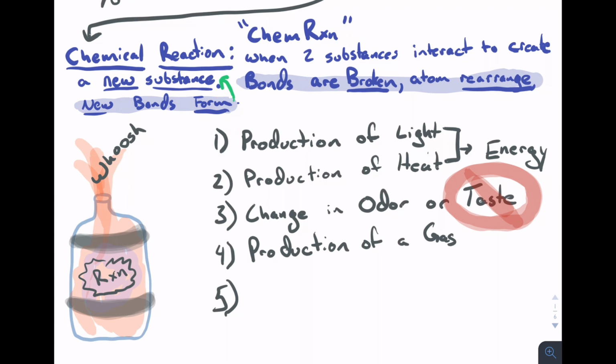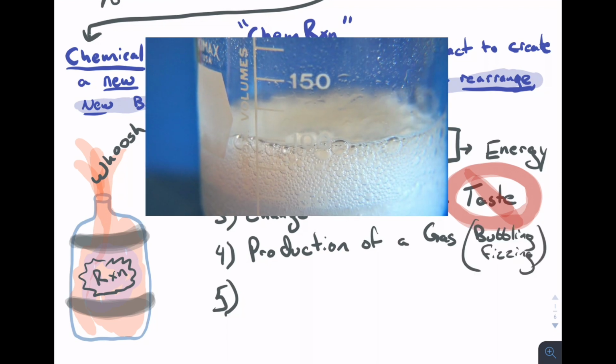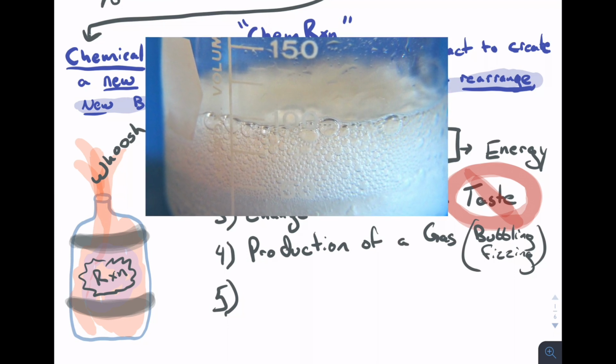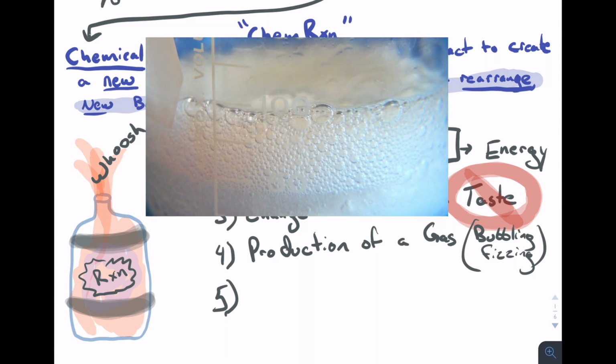The next one is the production of gas, and this is how the whoosh bottle gets that whoosh sound in the first place. All this gas is being produced and it's forcing its way out of the bottle. If you mix two liquids together, what you might see instead is bubbling or fizzing, and this would let you know that a new substance had been created, a gas that wasn't a gas before, and now it's coming out.